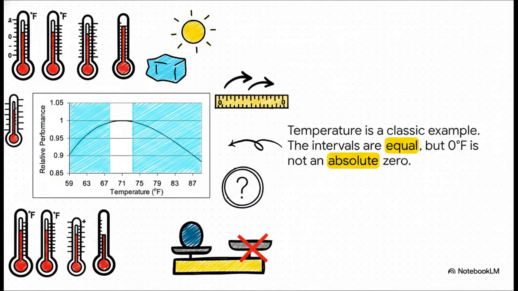Temperature is the absolute classic example here. The jump from 60 to 70 degrees Fahrenheit is the same 10-degree jump as from 80 to 90 degrees. It's a perfectly consistent interval. But think about it. What does 0 degrees Fahrenheit actually mean? It doesn't mean there's a complete absence of heat, right? It's just another point on the scale. And because there's no true zero, you can't say that 80 degrees is twice as hot as 40 degrees. That kind of ratio math is still off the table, for now.